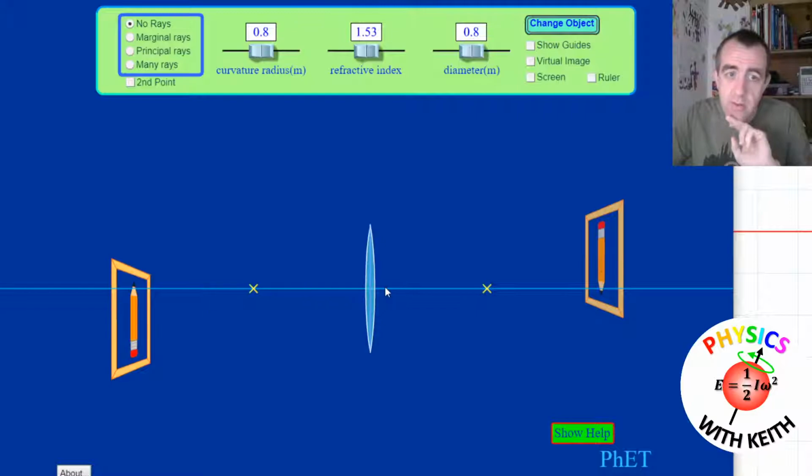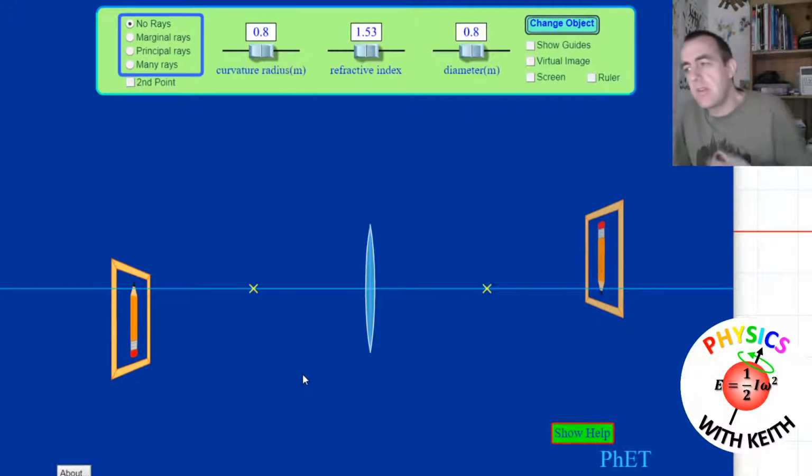The line going straight through the middle we call the principal axis of the lens. These points that are marked with an X are called focal points. And I tend to refer to the one that's on the same side as the object as the near focal point, and the one that's on the other side to the object as the far focal point. The distance between the middle of the lens and the focal point we call the focal length. And it's the same distance on both sides. The whole thing is symmetrical.